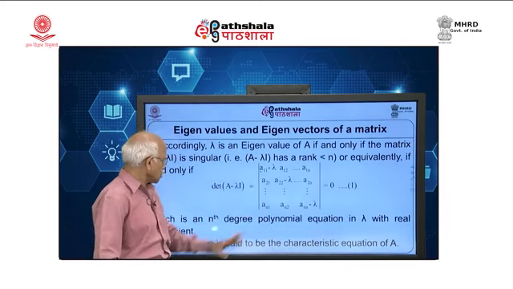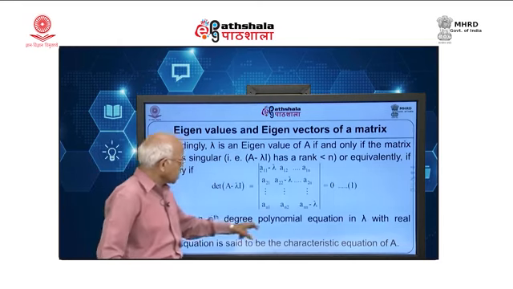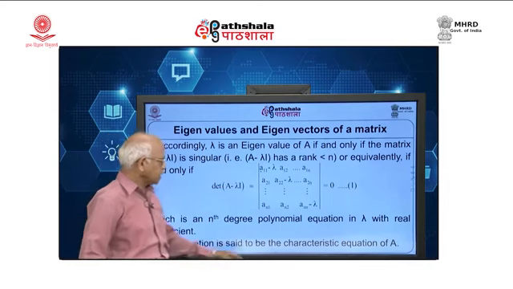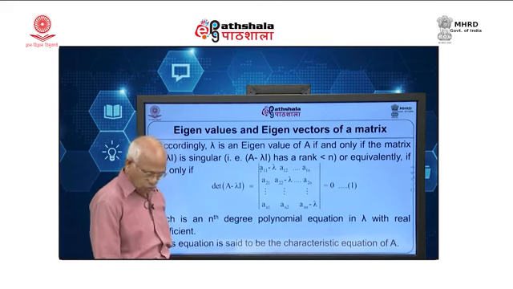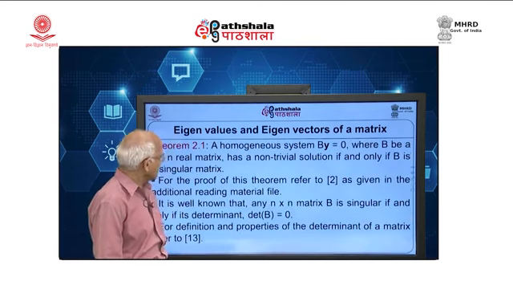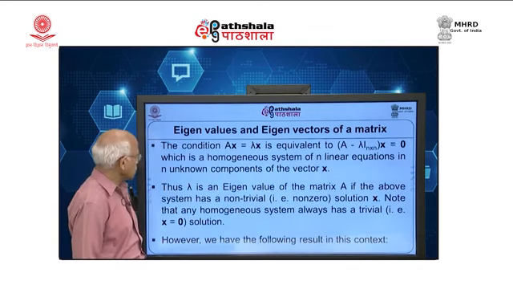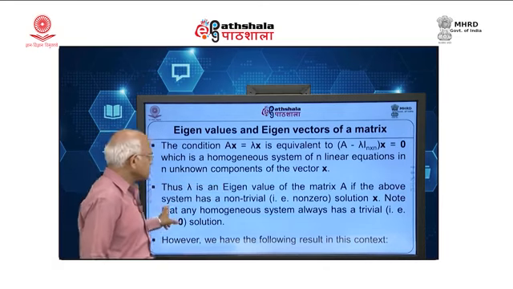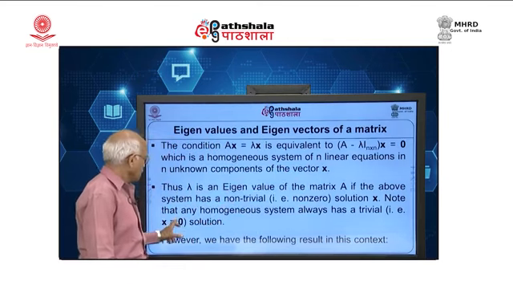So, this equation gives us an nth degree polynomial equation in lambda with real coefficients, and this equation is said to be the characteristic equation of A. We can go back and see that lambda is an eigenvalue if this system of equations has a non-trivial solution.